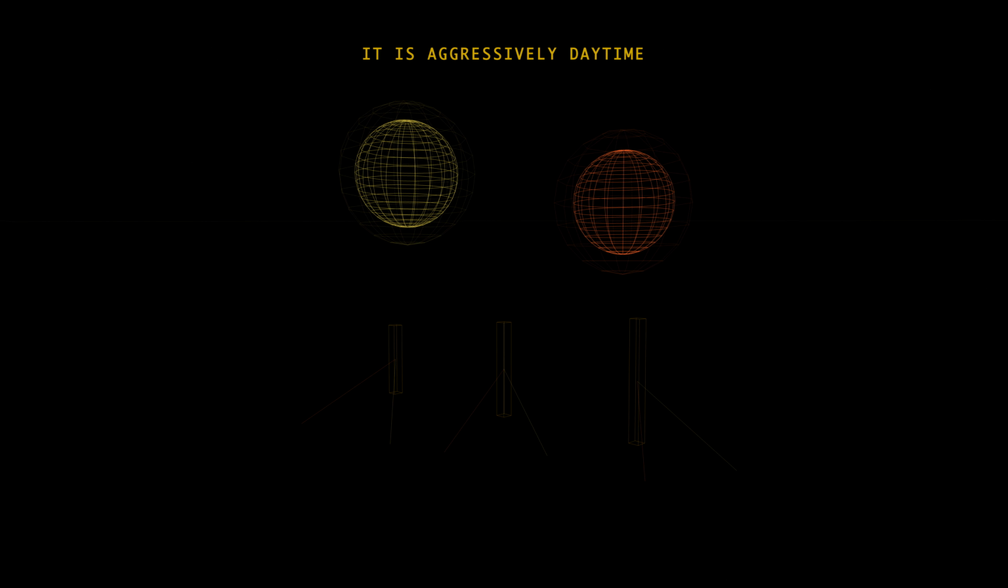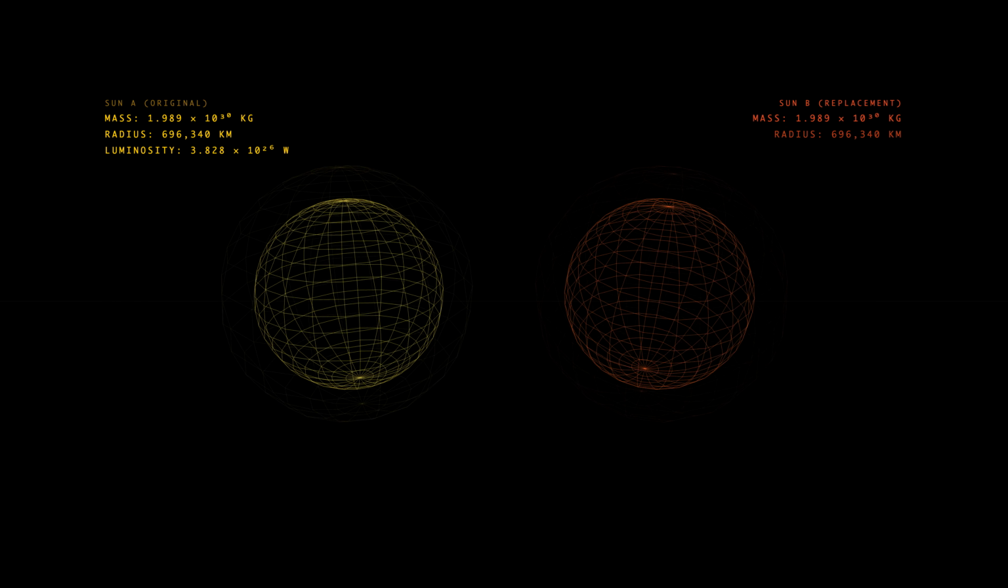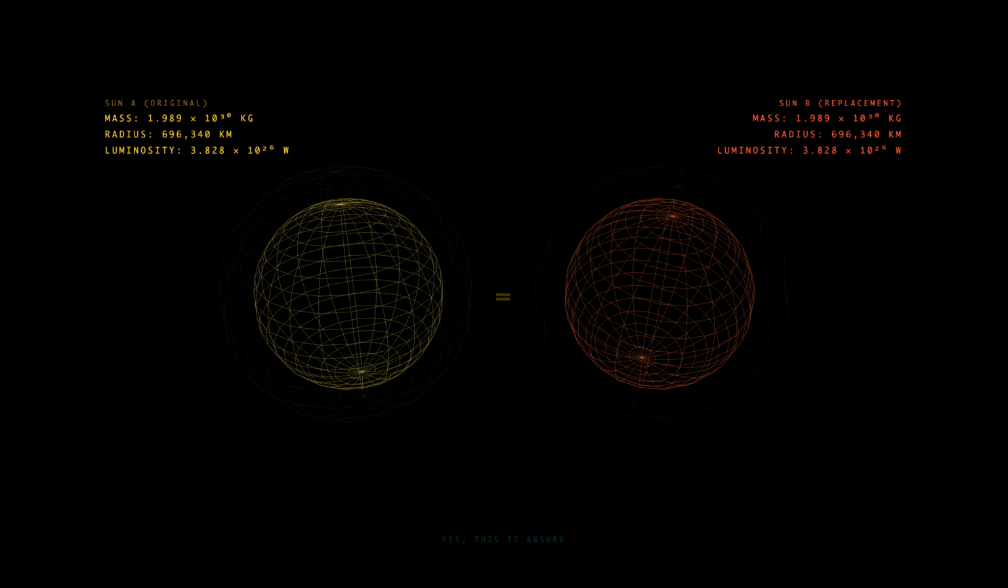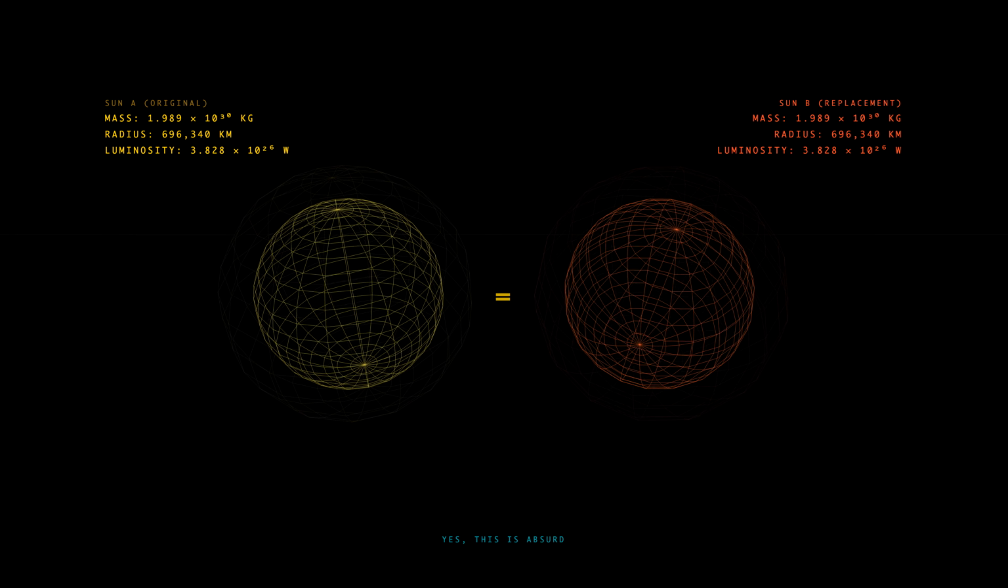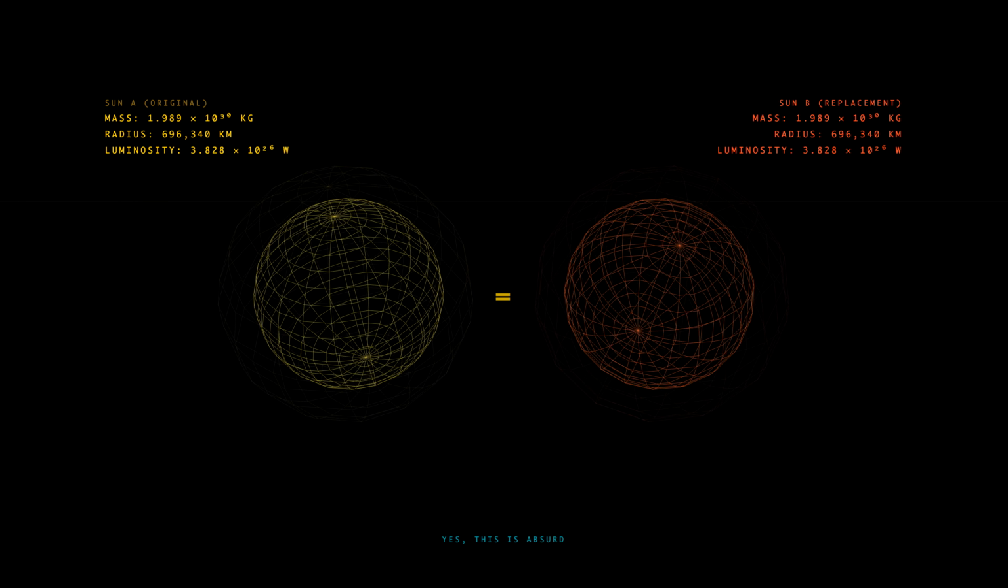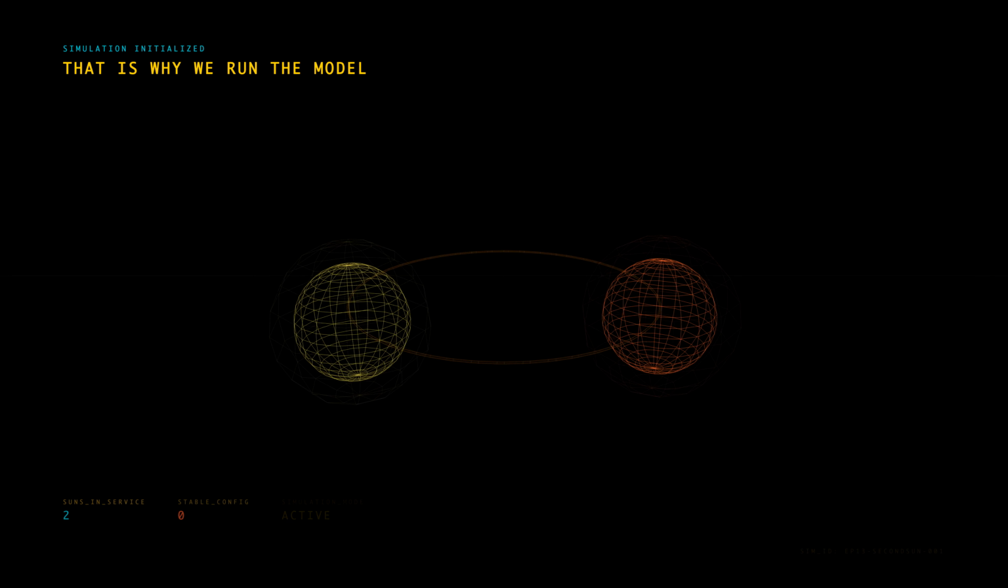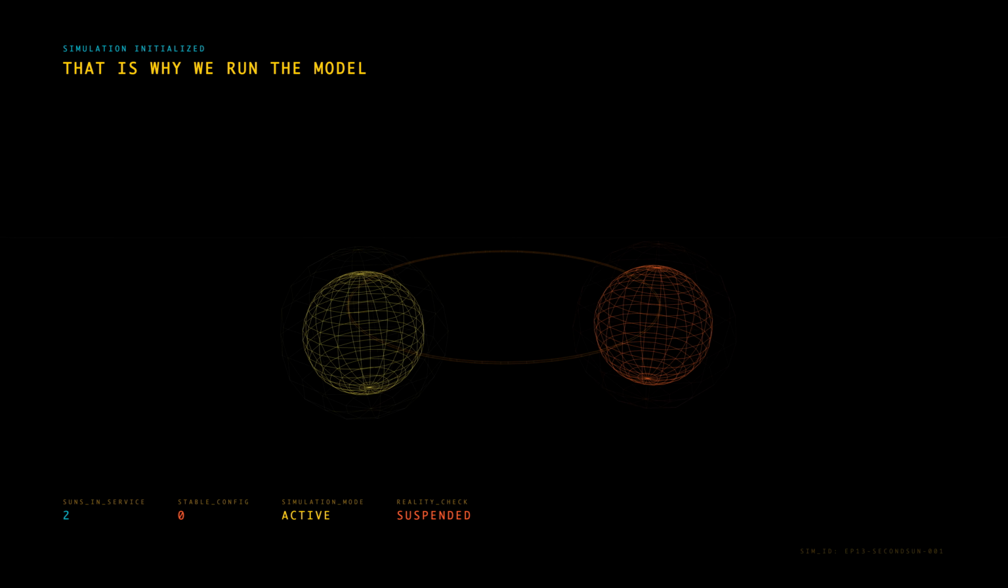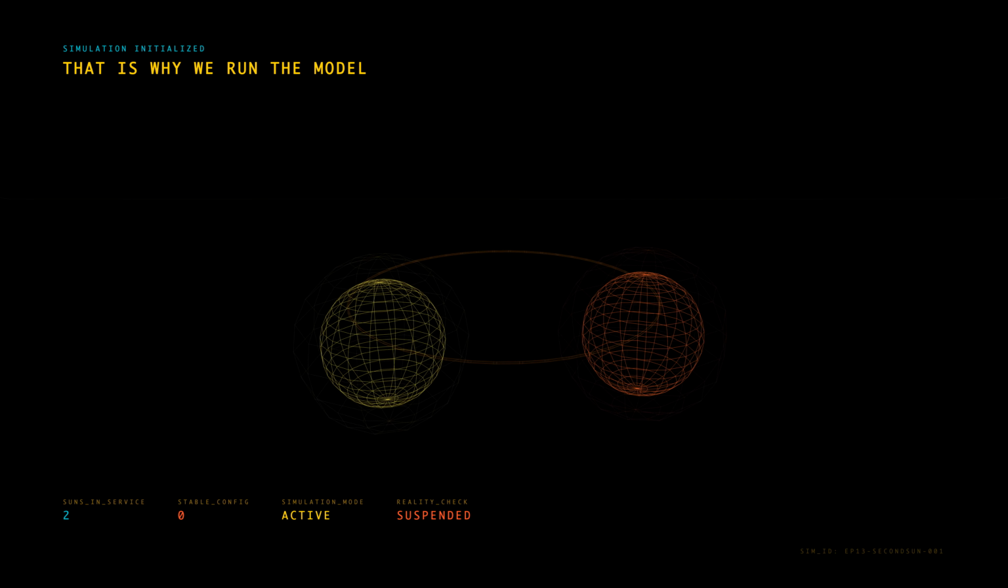Welcome to tonight's simulation. We replace the moon with a second sun, not a metaphor, not a bright lamp, a full solar copy at lunar distance, same mass, same radius, same luminosity. 384,400 kilometers away. Yes, this is absurd. That is why we run the model. Before we start, quick dashboard check. Suns in service: 2. Expected stable planetary configuration: 0.